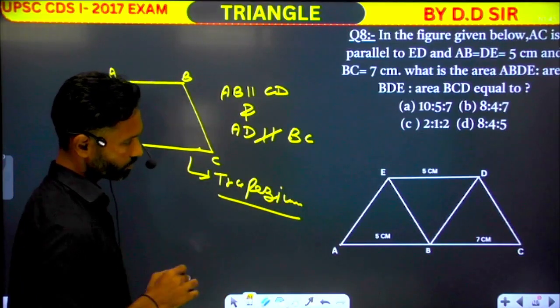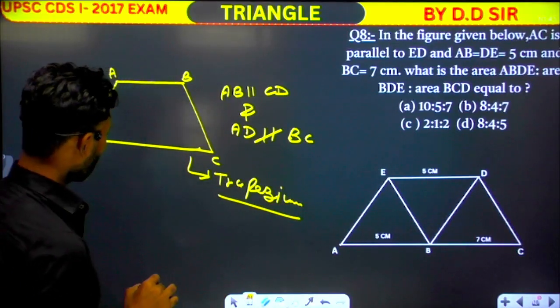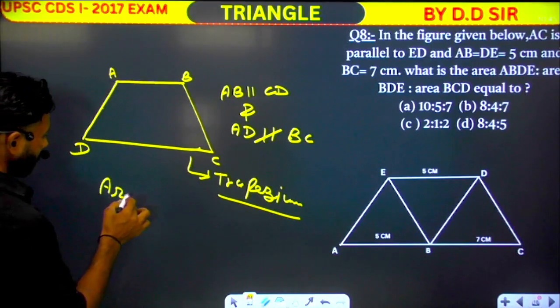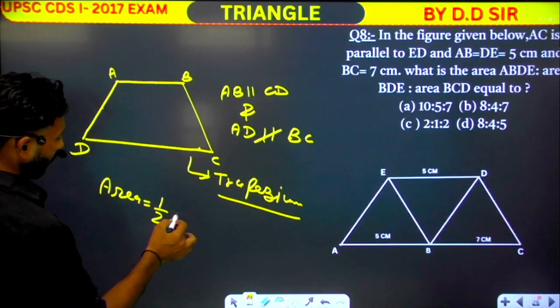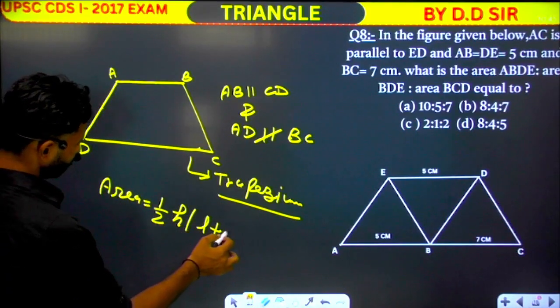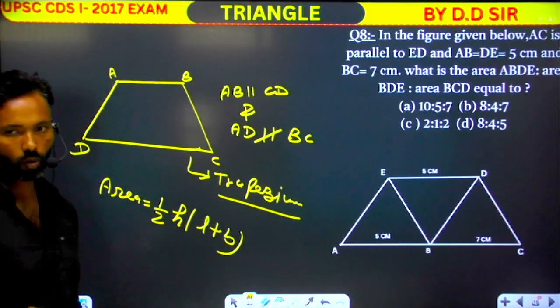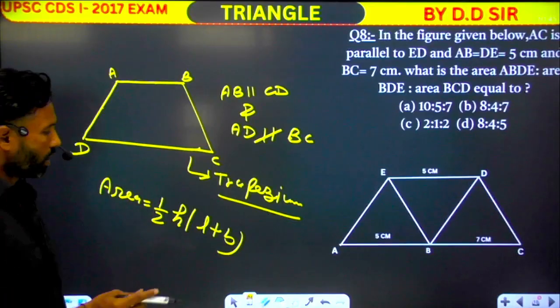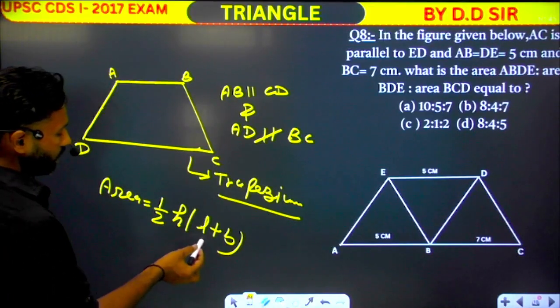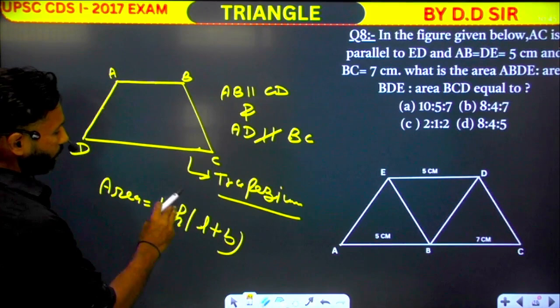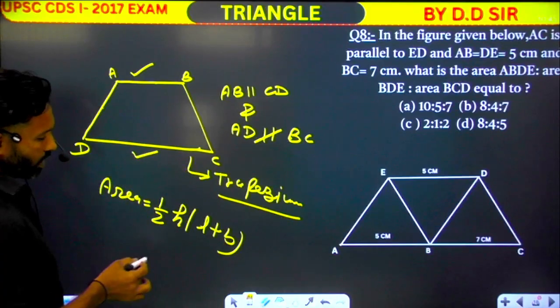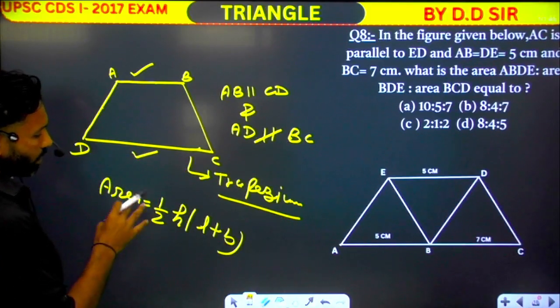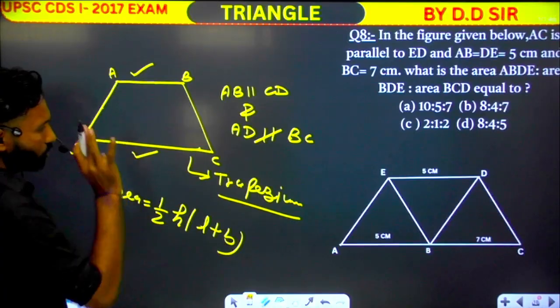Understand that? So the area of a trapezium will be equal to 1 by 2 h (l plus b). This is the formula for the area of a trapezium. And what are l and b? These are the lengths of the parallel sides, meaning this and this. And what is h? h is the perpendicular distance between these two parallel sides.